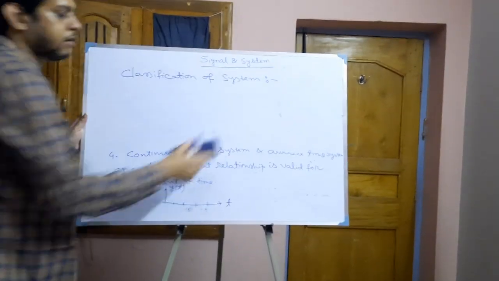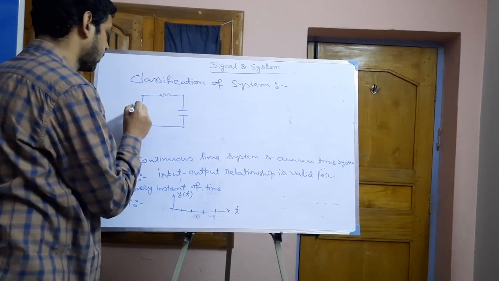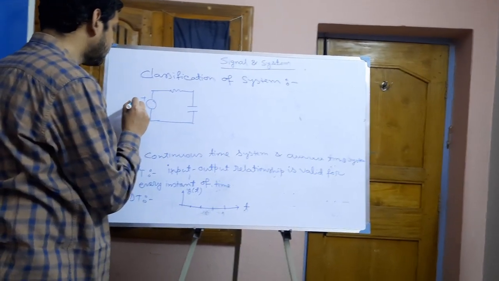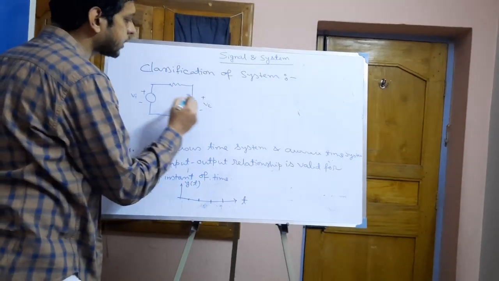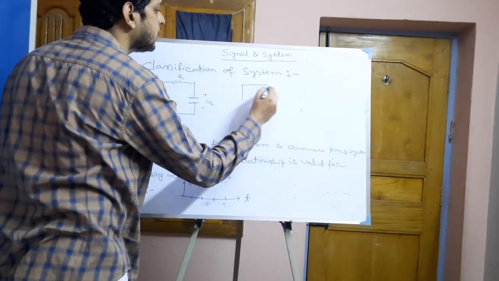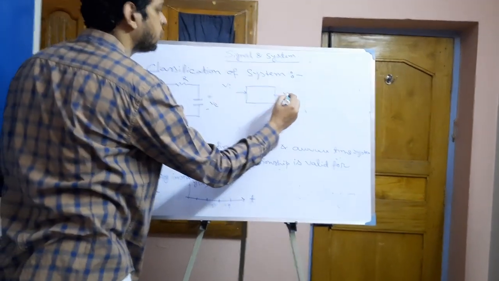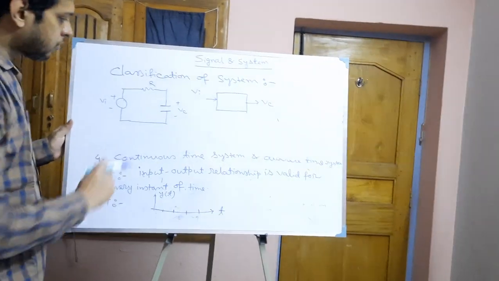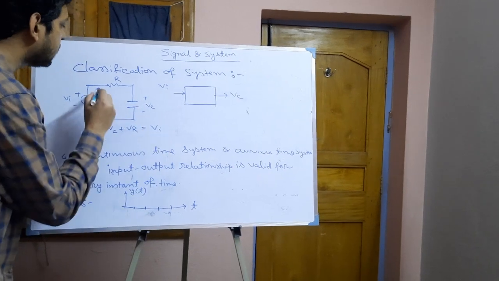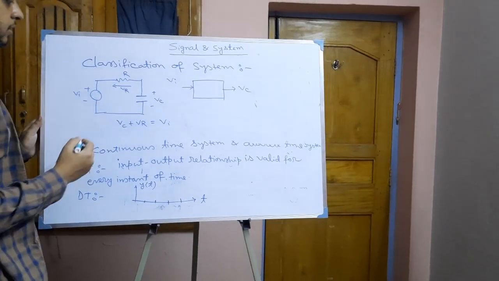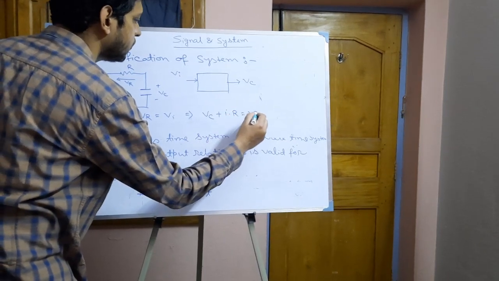Say one RC network is there. Here, this is the input, the source voltage is the input, and we will call the voltage across the capacitor as the output. So here the input is, say Vi or input voltage and output voltage is Vc. Now the governing equation is what? Vc plus Vr equal to Vi. Vr is the voltage across the resistance, or Vc plus I into R equal to Vi.